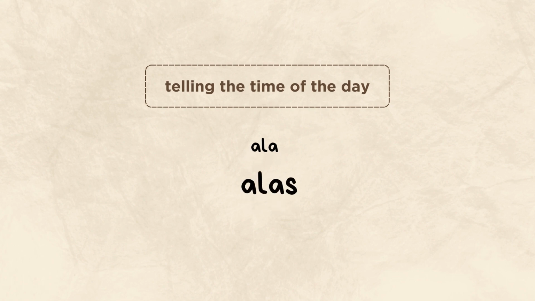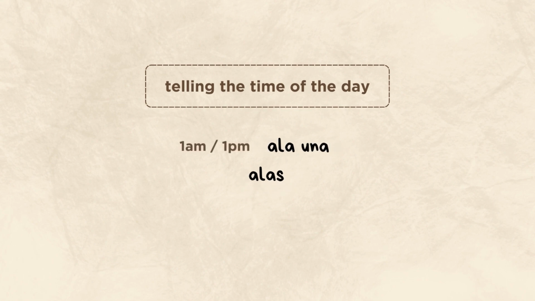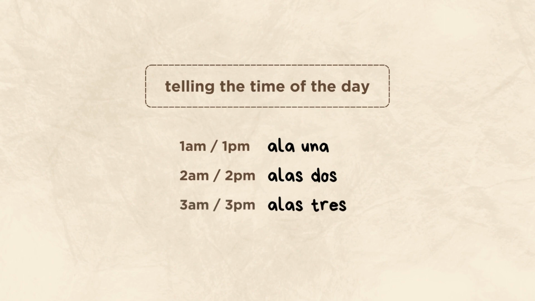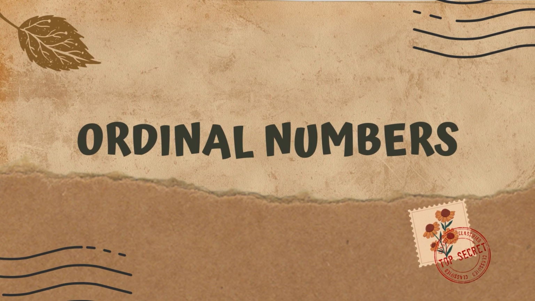So for 1 a.m. or 1 p.m., it would be ala una. And for 2 and beyond, we would use the word alas. So for 2 a.m. or 2 p.m., that would be alas dos. 3 in the morning or in the afternoon, that would be alas tres. Alas 4, alas 5, alas 6, alas 7, alas 8, alas 9, alas 10, and so on. We'll talk more about this time of the day in another video. In the meantime, let's proceed to ordinal numbers.